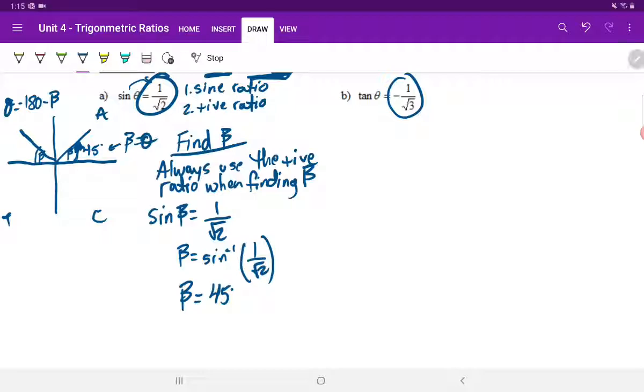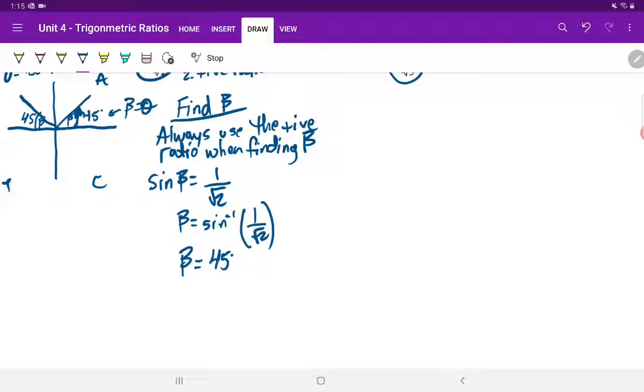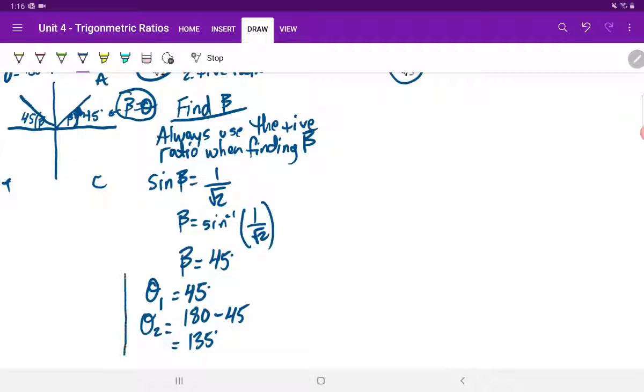That means that if it's 45 here, this must also be 45. And so now when I state my answers, remember in quadrant 1 that beta and principal angle theta are the same thing. So my theta 1 is then 45 degrees. My theta 2 is 180 minus 45, which is 135 degrees. For both of these angles, you will get that same ratio.